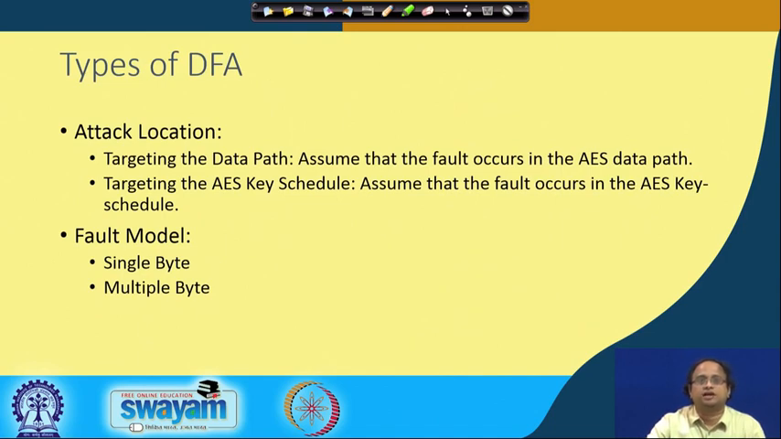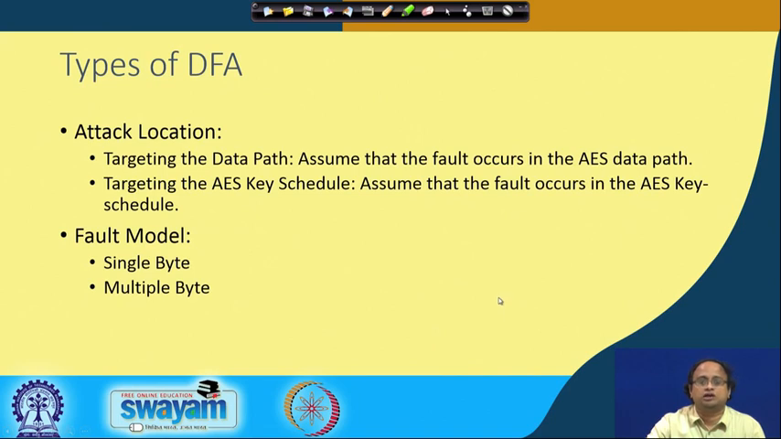There can be different types of DFA. For example, you can target the data path, assuming the fault occurs in the AES data path. You can also target the AES key schedule, assuming the fault occurs in the AES key scheduling algorithm, and that also leads to different variants of fault attacks.